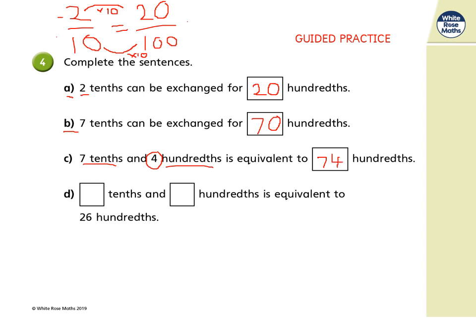Now, here we've got another question that would be worth us talking about. We have 26 hundredths, but we haven't got how many tenths and how many hundredths that is equivalent to. Now, using C to help you, what do you think would be our answer? How many tenths would we need to make 26 hundredths, and how many hundredths would we need to make those 26 hundredths? Yes, you're correct. It is 2 tenths and 6 hundredths. Well done, Lucy.